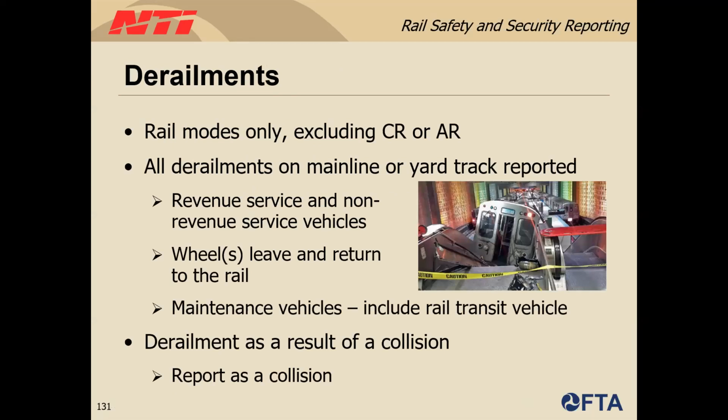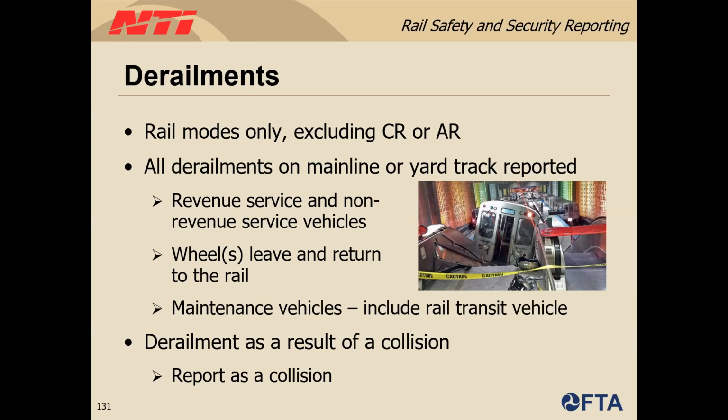Derailments are automatically reportable, excluding Commuter Rail or Alaska Railway, as they report only security events. All derailments of transit trains on mainline track or in the yard are reported, even if the train is not in revenue service and regardless of any other major threshold.